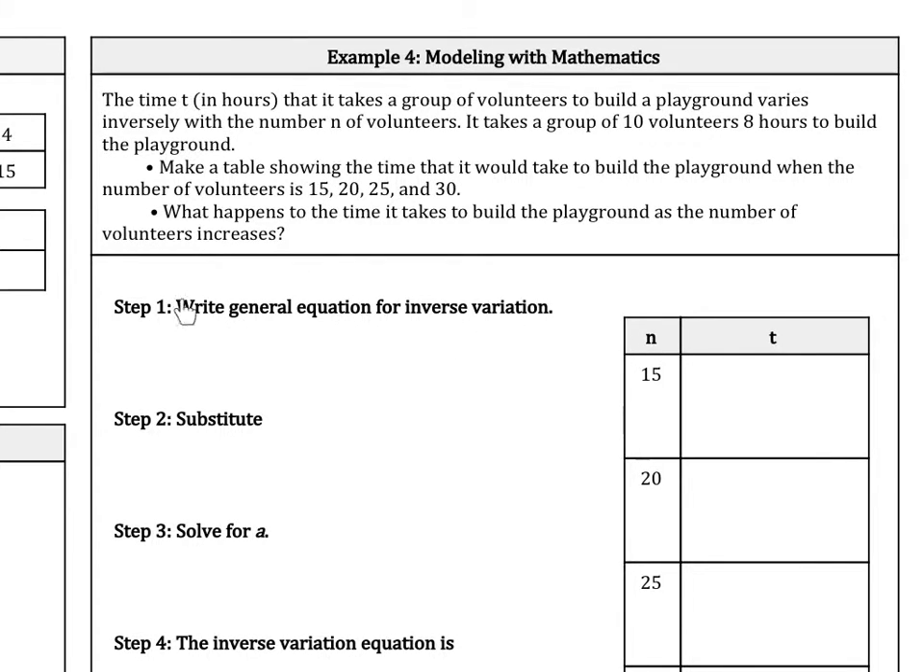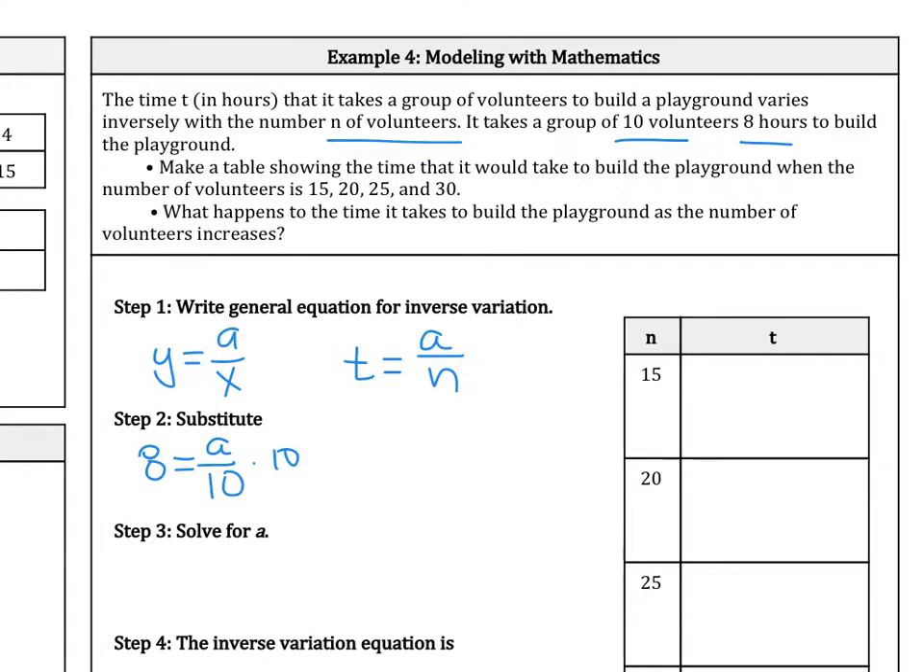So let's write the general equation for inverse variation first. That is y equals a over x. What we're trying to figure out, though, is time. So let's change it. It should be time equals a over the number of volunteers. So what we're going to do is substitute. It takes 10 volunteers 8 hours. So we substitute 8 equals a over 10, right? n is the number of volunteers. It says it right there. So therefore, we solve for a. So a equals 80.